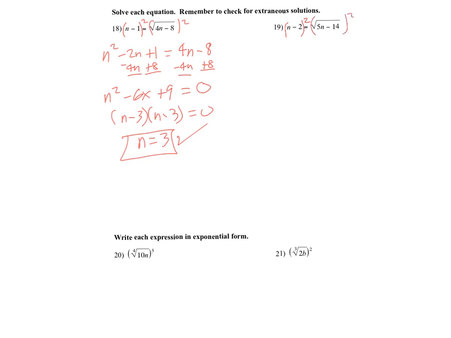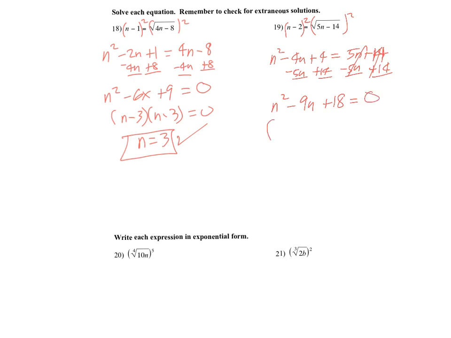Okay, n minus 2 squared becomes n squared minus 4n plus 4, which is equal to the square root of 5n minus 14 squared, which is just 5n minus 14. The radical and the square power cancel out, and we're left with the radicand. Again, getting it equal to 0, so subtracting 5n from both sides, adding 14 to both sides, we're going to get n squared minus 9n plus 18 equals 0.